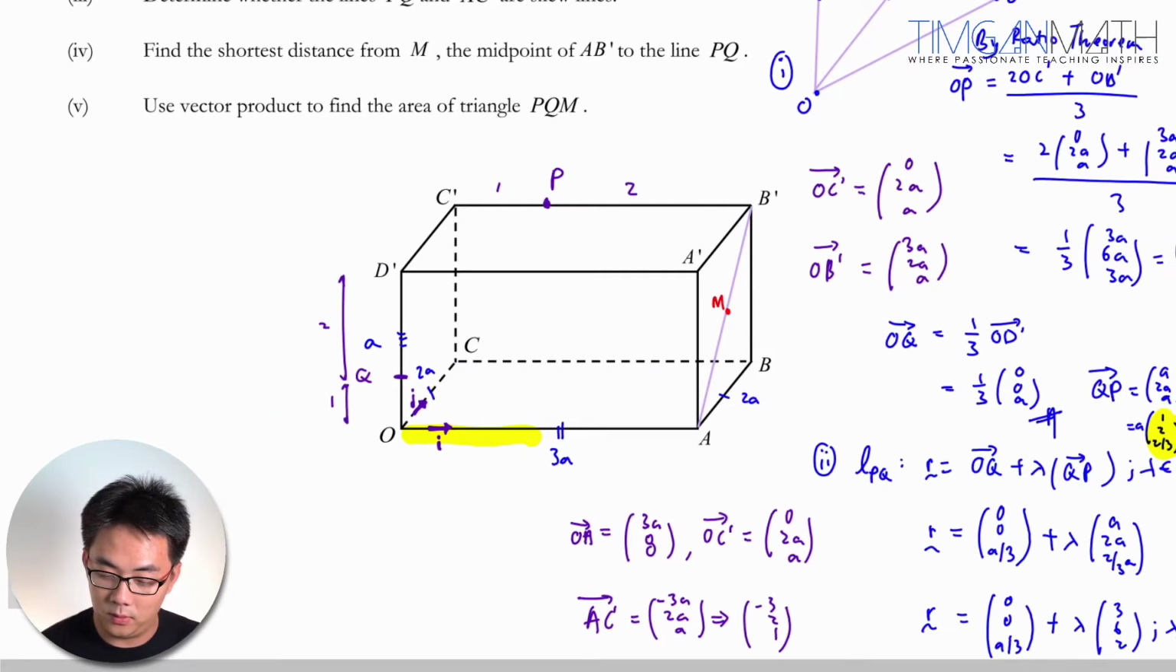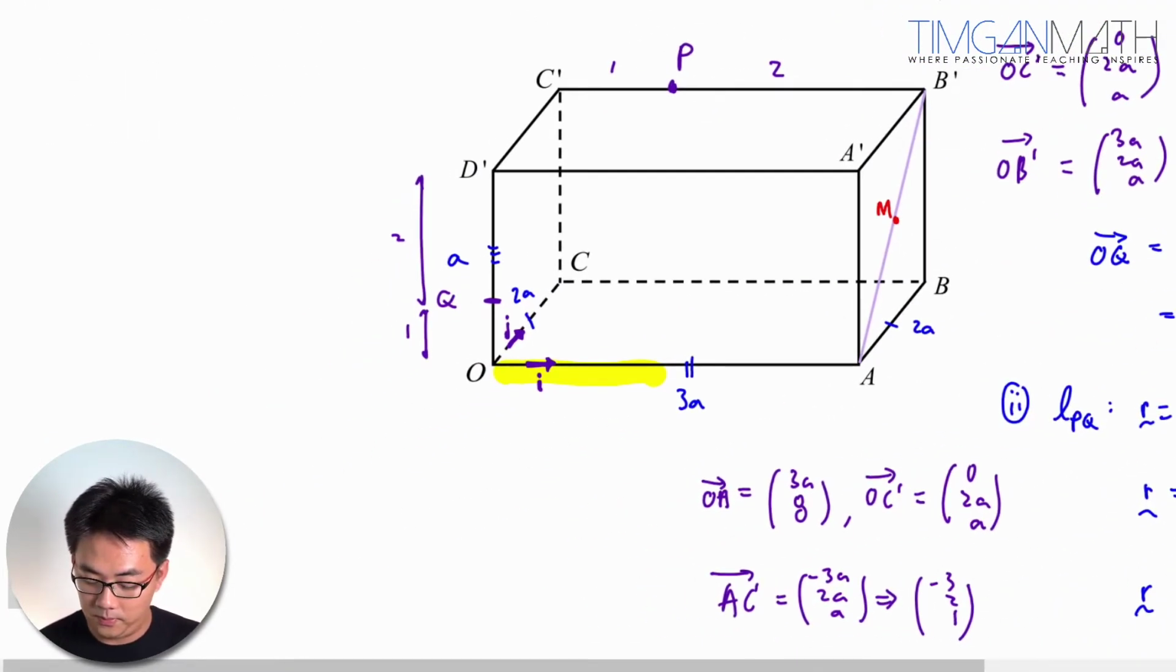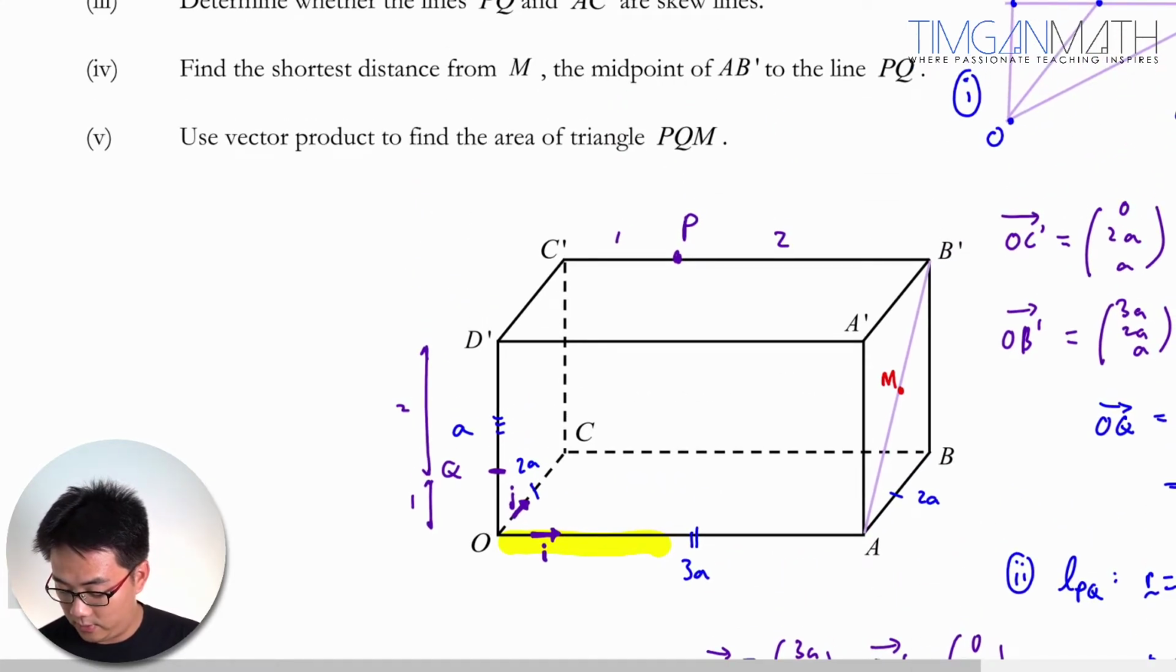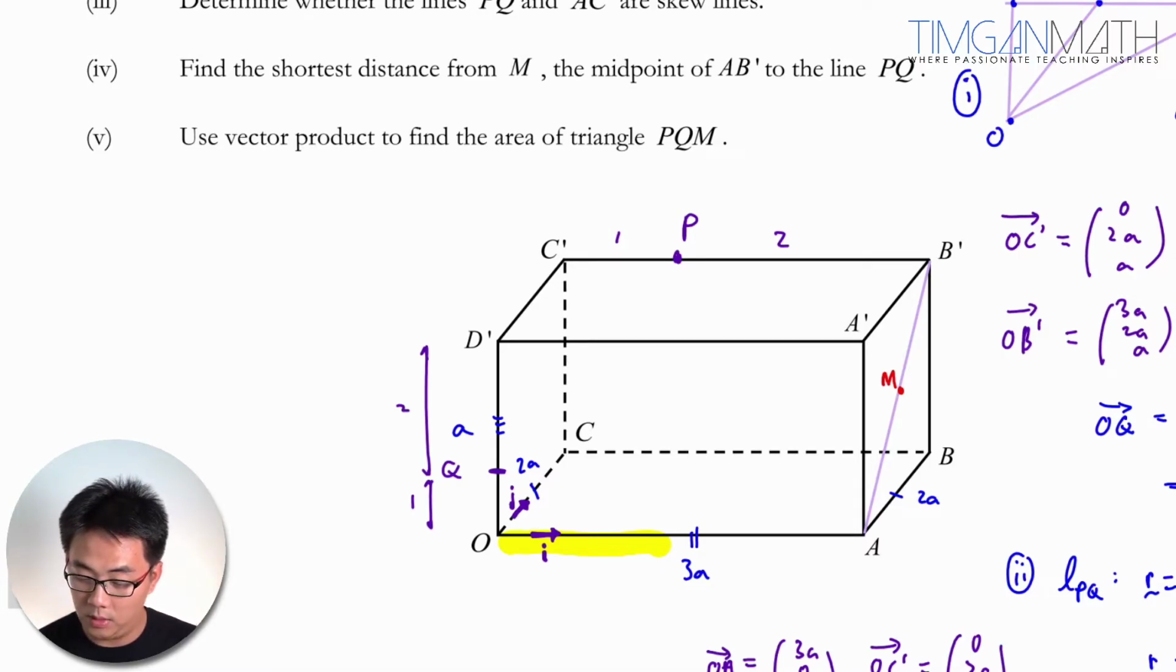So many things. Before that, let me check whether I have any typo before I follow, because if there's some typo, I'm pretty much screwed. The question: determine whether the line still is M, AB prime, to PQ. Okay, great, this is correct.